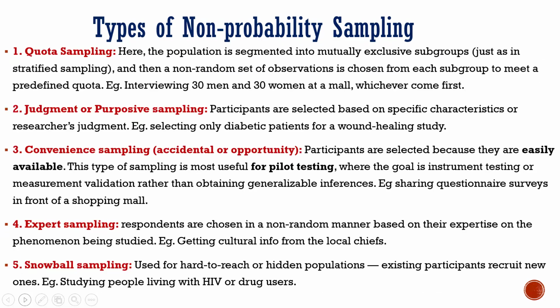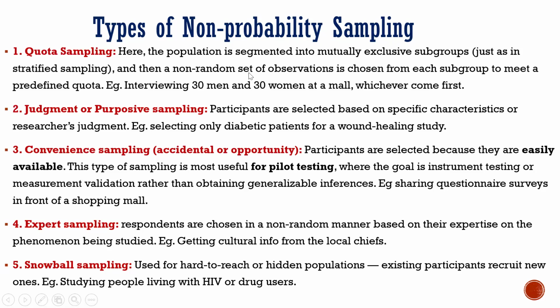So let's go over to non-probability sampling. In non-probability sampling, there's no guarantee that everyone has a chance of being selected. So we have examples like quota sampling. Quota sampling, here the population is segmented into different subgroups, just like in stratified sampling, different strata.